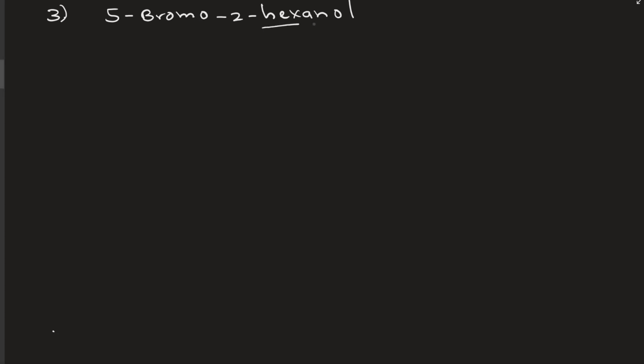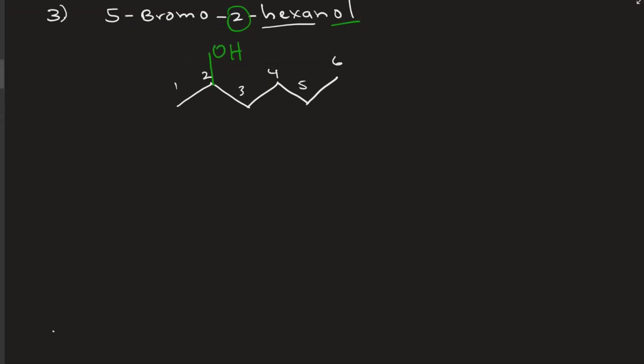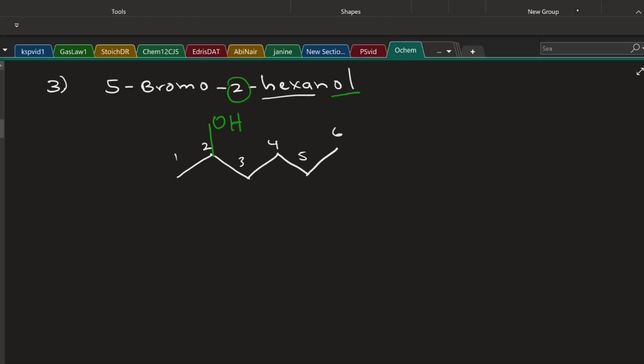So let's look at this one. 5-bromo-2-hexanol. So 6 carbons, 1, 2, 3, 4, 5, 6, from any side because we are drawing it, right? Then for 2-hexanol, the second position has to have an OH. It's an alcohol group, the hydroxy, so that has to be at the 2nd carbon. Now 2-hexanol is done. We need to find the 5 and stick a bromo atom there, right? So the number 5 carbon should have a bromine. Okay, so that's 5-bromo-2-hexanol, right?